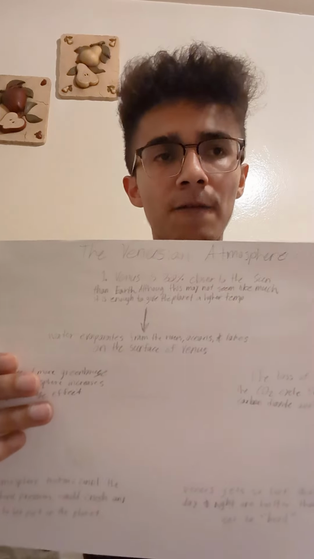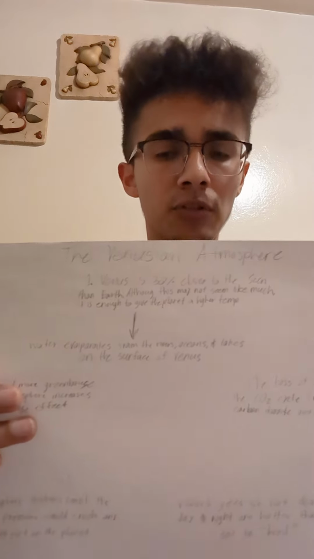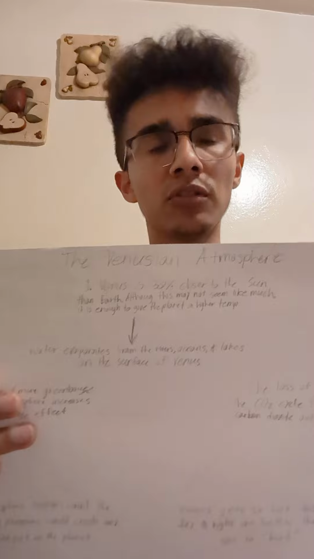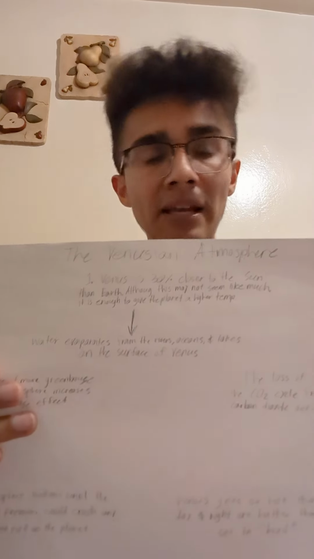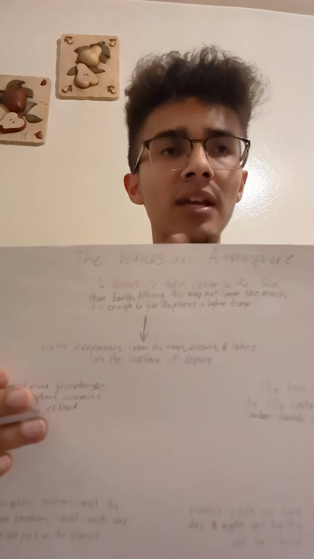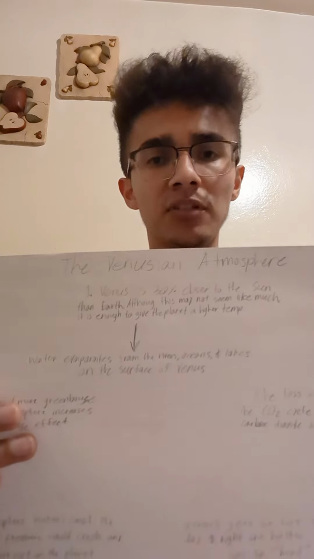The first of the events that I chose to put as the first one was the fact that Venus is 30% closer to the sun than Earth, and 30% may not seem like a lot, but it's enough to take it out of the habitable zone and have some pretty dire consequences, which leads to the next one.